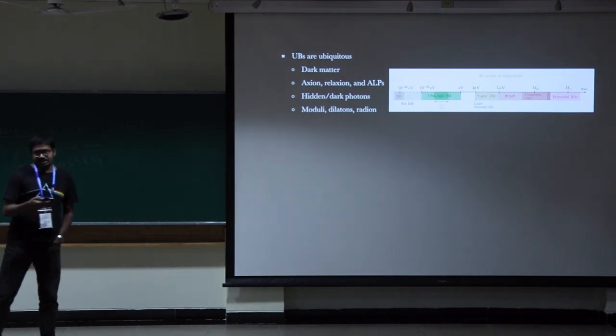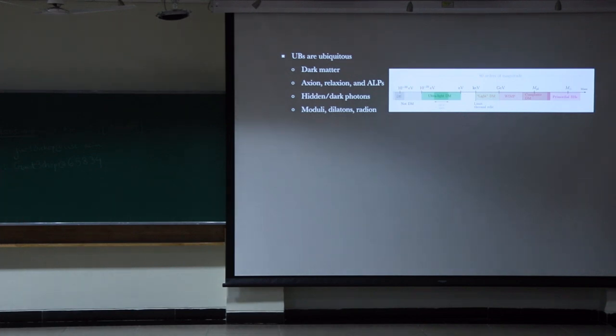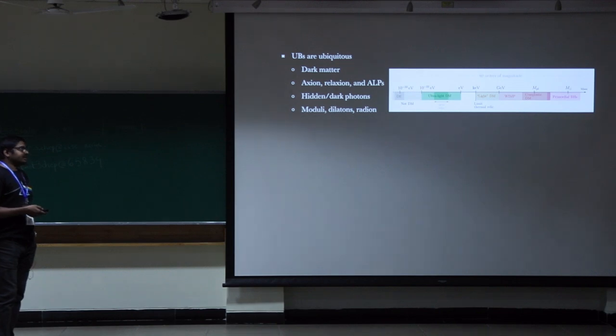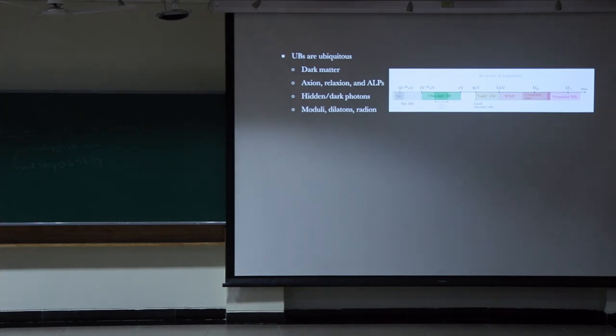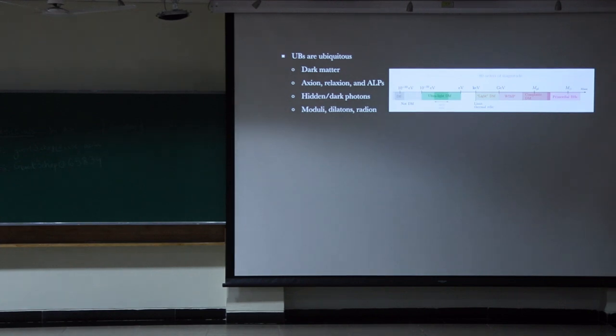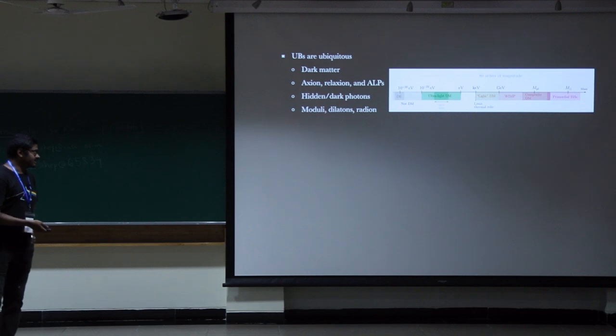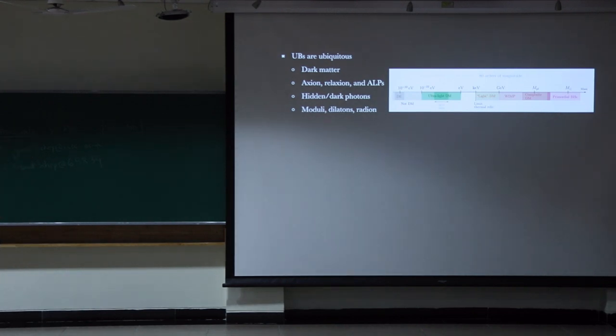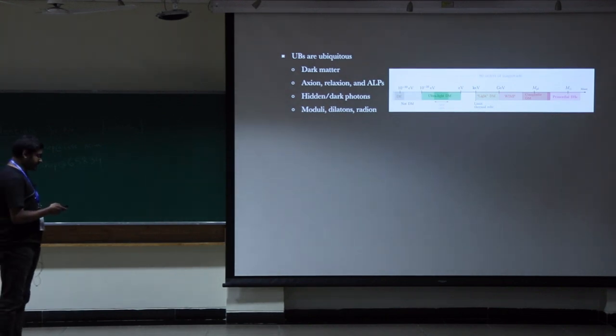Those kinds of particles are also ultralight bosons, right? Then you can have hidden or dark photons, which also fall under this category. And if you want to be even more fanciful, you can go to string theory, and from there you can have moduli fields, dilatons, radions, and all this kind of thing. So the zoo of these ultralight particles is quite big.